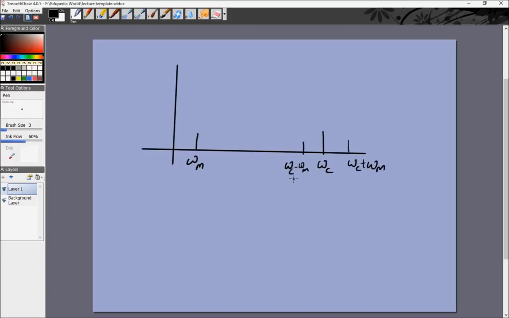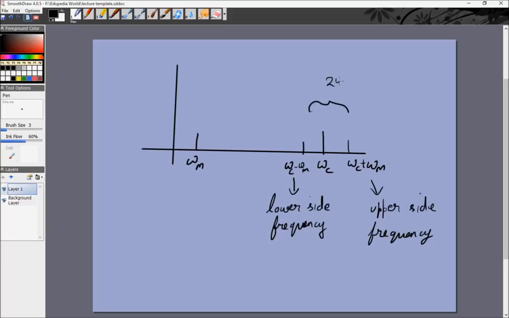These two frequencies are respectively called the lower side frequency and the upper side frequency. So we see now that instead of a single discrete frequency, we actually have a spread in frequencies. We have three separate frequencies which are separated by a frequency bandwidth of 2 omega m. So 2 omega m now is the bandwidth of this modulated signal.